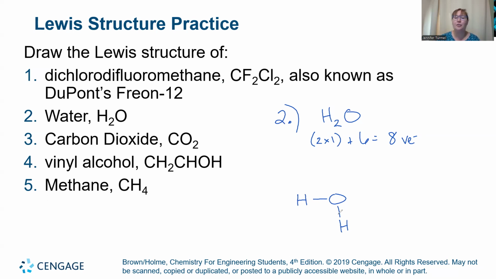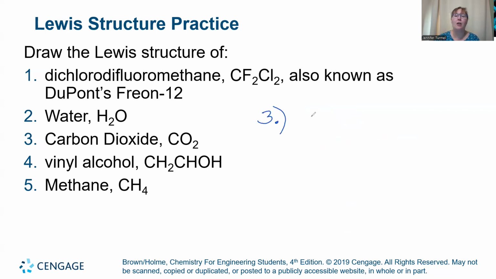So there's 2, 4, 6, 8. Now I have the duet rule for hydrogen, where each has 2 electrons, and we have the octet rule satisfied for oxygen with 8 electrons. And so our water molecule is complete.